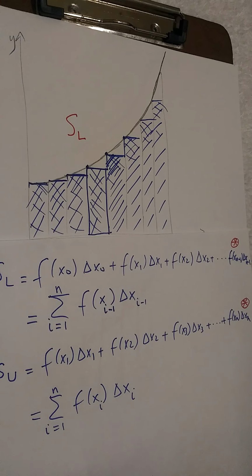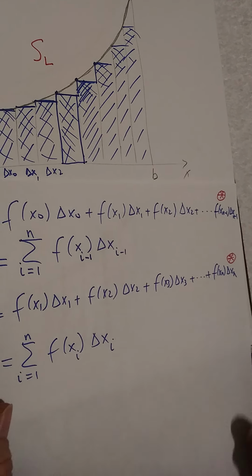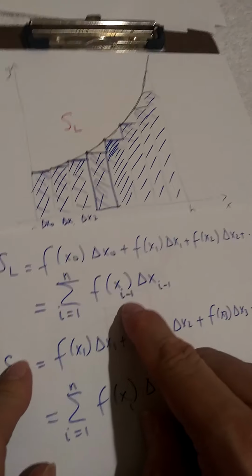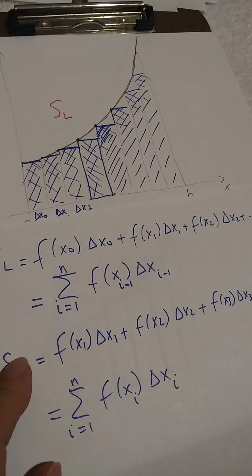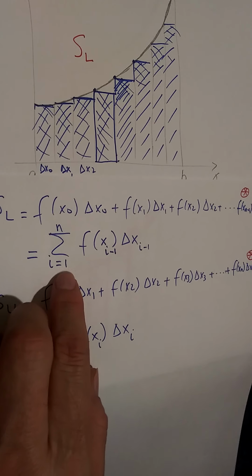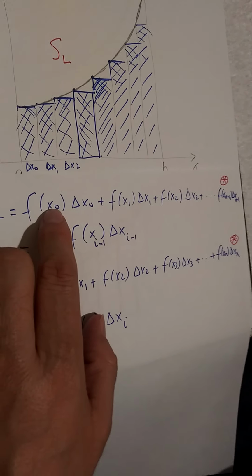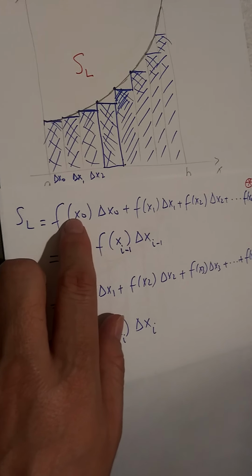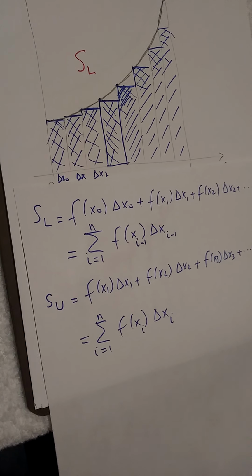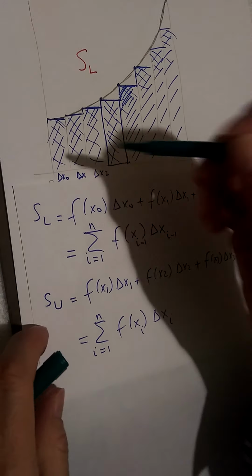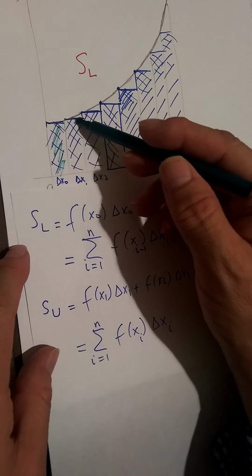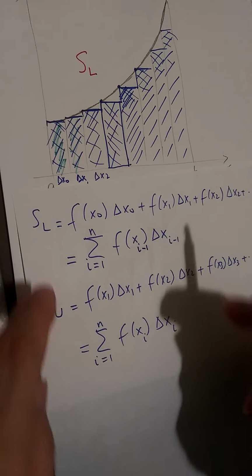How many of these do we have? N rectangles. So we could write it as a summation from 1 to n of f of x i minus 1 delta x i minus 1. Why is that? First i is 1, 1 minus 1 is 0, so that's x0. We have f of x0 times delta x0. All this means f of x0 delta x0 is this area here. It's this area. I'll use a different color. f of x1 delta x1 is this area, etc. So this is called the lower sum.